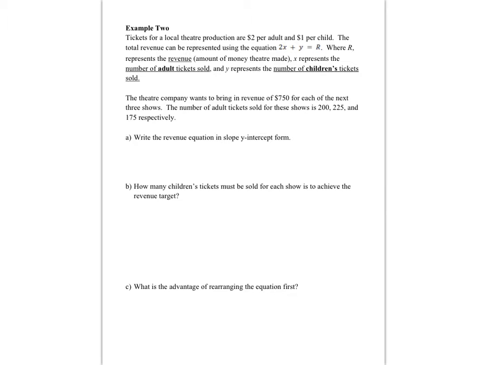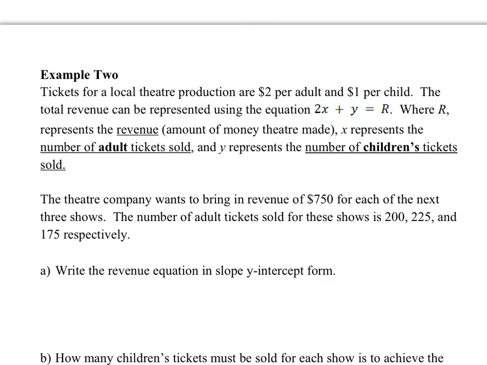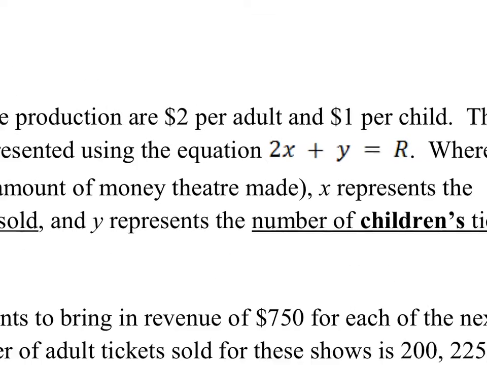Now we're going to move on to a word problem and see why it's sometimes important to be able to alter our equations to isolate for a specific variable, or to turn it into y equals mx plus b in our case. Right now, tickets for a local theater production are $2 per adult and $1 per child. The total revenue can be represented using the following equation: 2x plus y equals r. Now let's pause for a minute.